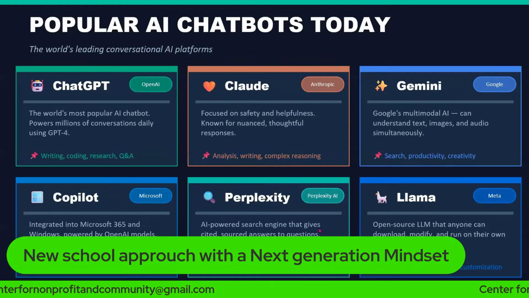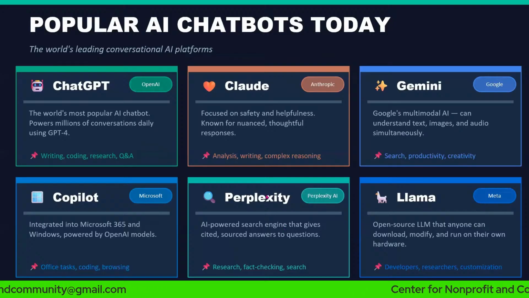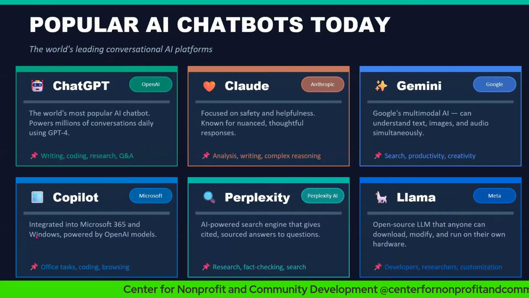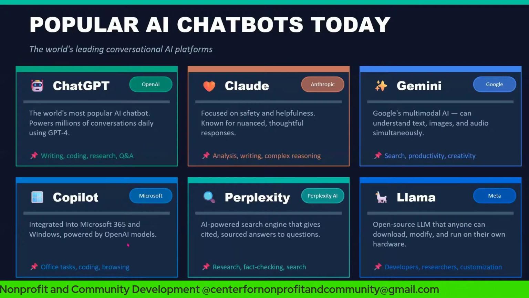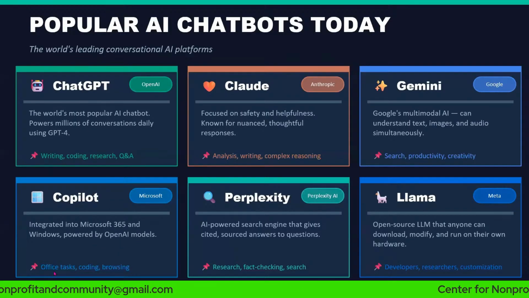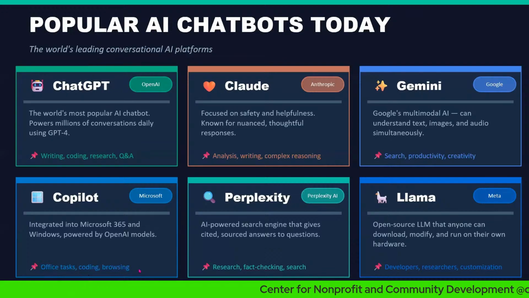And then you have Copilot, or the Microsoft family. It integrates into Microsoft 365 and Windows, powered by an OpenAI model. It includes office tasks, coding, and browsing.